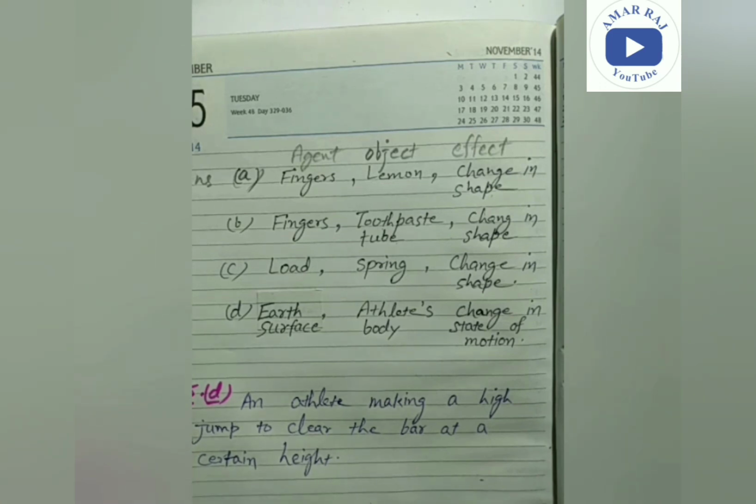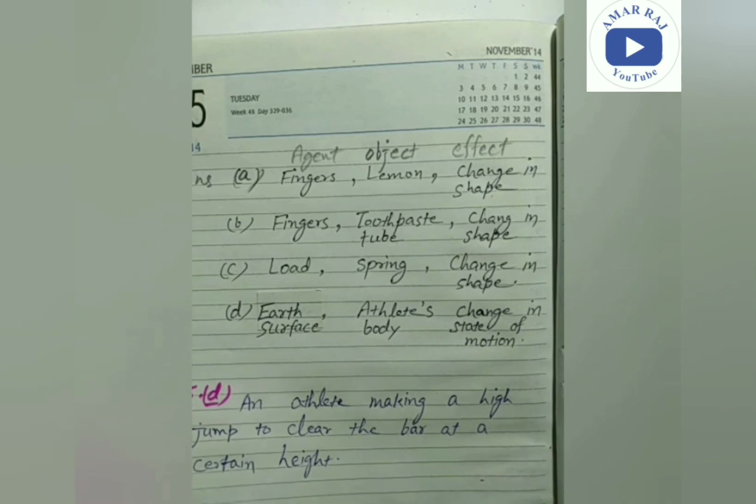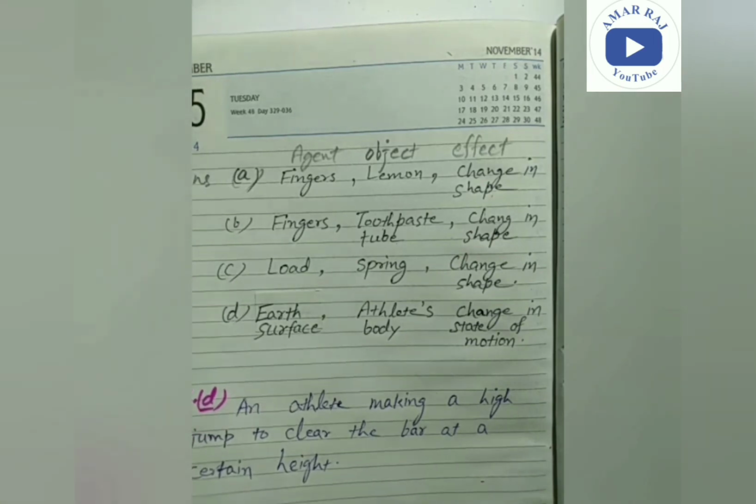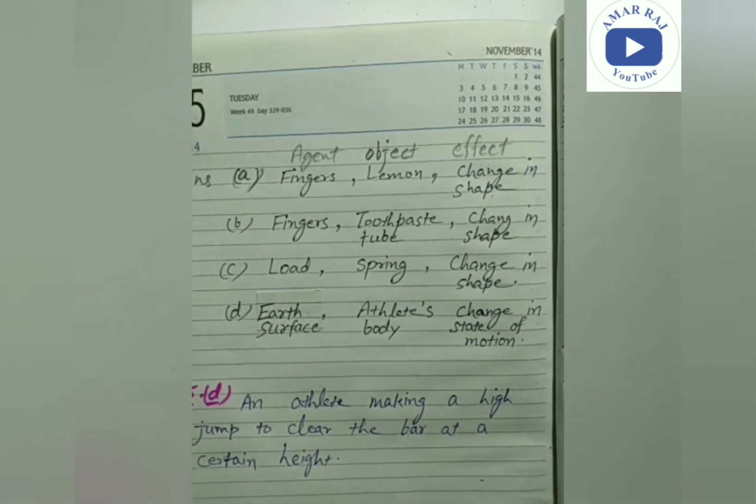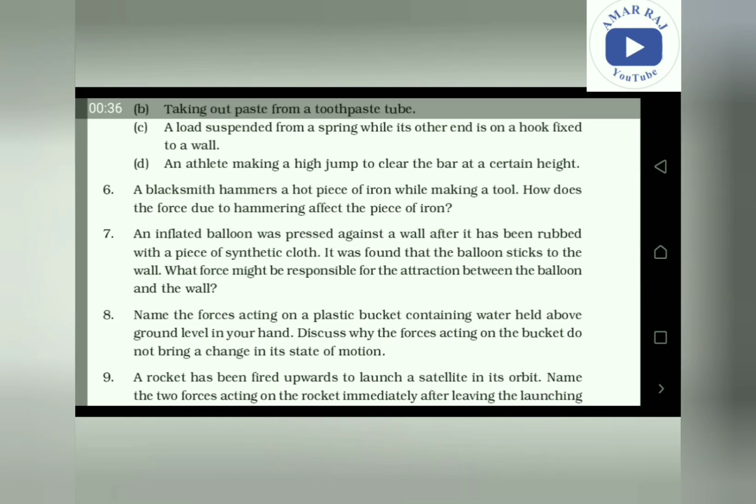Below the question is written 5D, part D of this question. An athlete making a high jump to clear the bar, and the answer is written above it. The agent which applies force is Earth's surface, and force is applied on the athlete's body, which results in upward jump of the athlete's body, that is change in state of its motion. By this way, students, number 6 you can see on the screen.